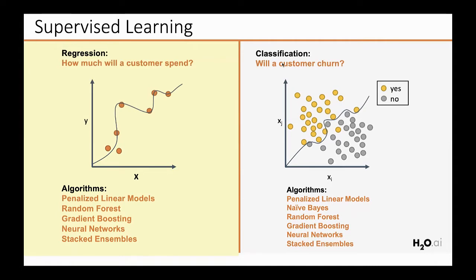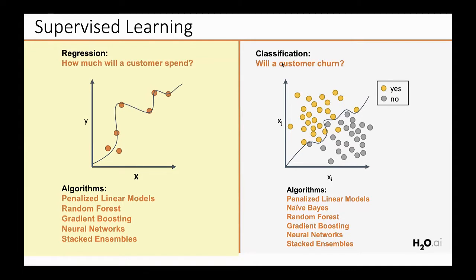So for supervised learning, I'm looking at this historical data in the past, and I'm particularly looking at one column. And I'm going to let the machine learning algorithm figure out what patterns relate to that particular column. And then I'm going to use that in the future to tell me if a customer will spend a lot or if they're going to churn.